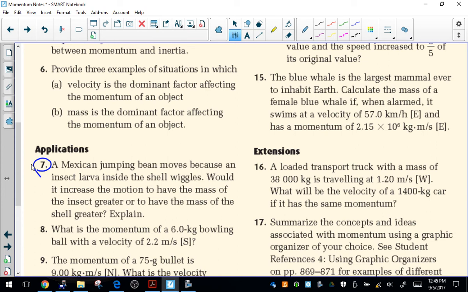Would it increase the motion to have the mass of the insect greater or to have the mass of the shell greater? Let's take a little vote on this before we give you an answer. Looking for commitment from you guys. Okay. How many people think it would increase the motion to have the mass of the insect greater? Okay, how many people think it would increase the motion to have the mass of the shell greater?